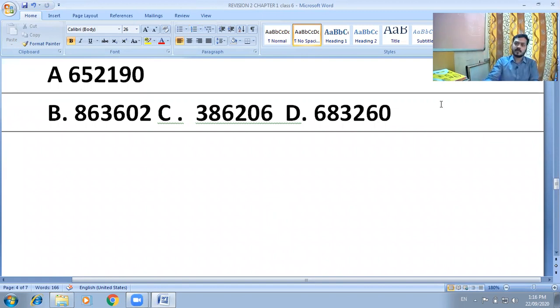Before submission of your answer sheet, all the students should first check your responses, cross check your answers, then you can submit your answer.